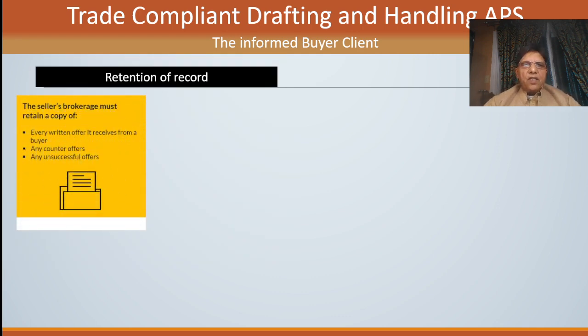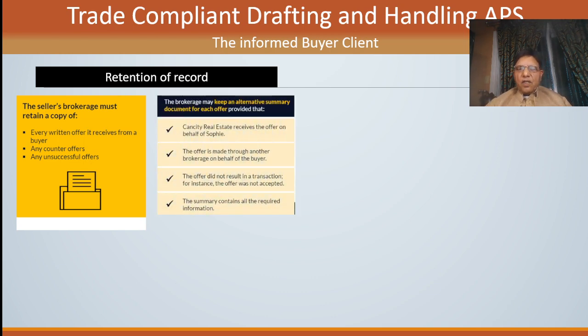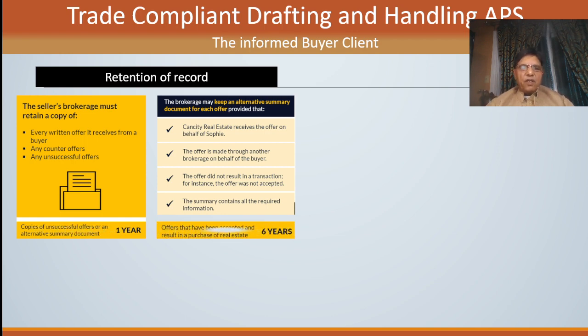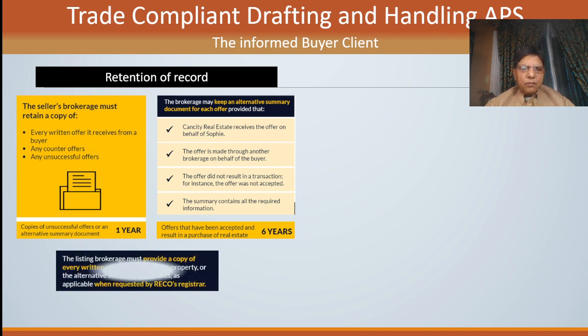Retention of records, that is the last thing we need to discuss. The seller's brokerage must retain a copy of every written offer it receives from a buyer. It does not matter if it is accepted or not. Any counter offer also, and any unsuccessful offers, they need to retain those. Unsuccessful offers and successful offers have different retention periods. Unsuccessful offers are to be retained for 1 year, and offers that have been accepted and resulted in the purchase of a real estate property need to be kept for 6 years in the records of your brokerage.